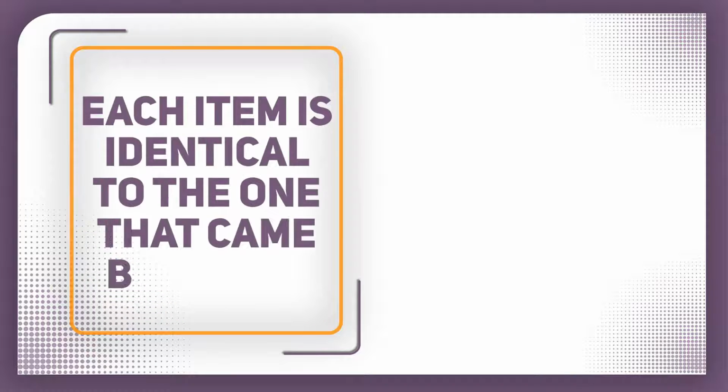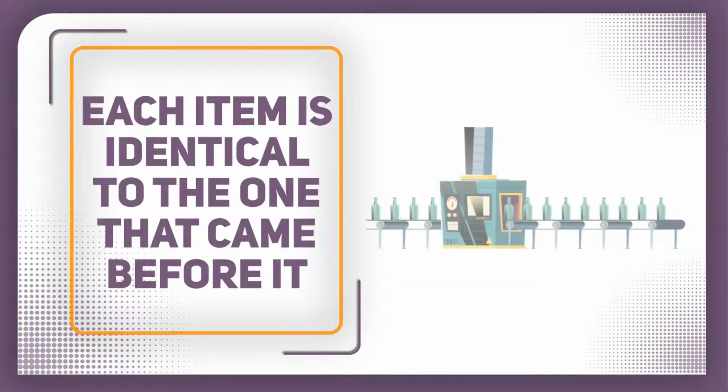The main thing that you must take away from this important topic is that flow production, well, it flows. Each item is identical to the one that came before it, and therefore things can be made in huge quantities. In fact, in some cases, absolutely ridiculous quantities.